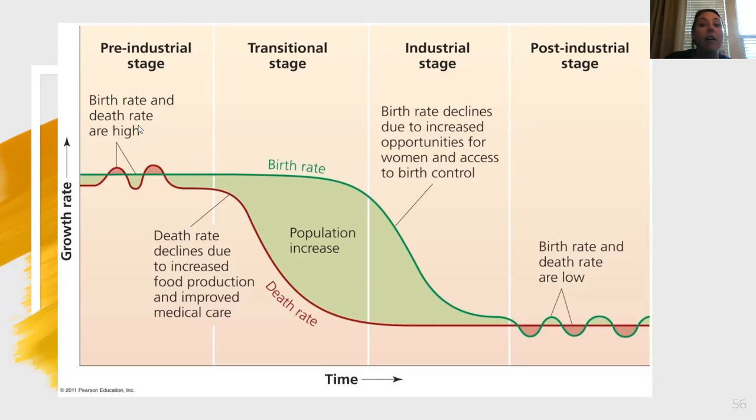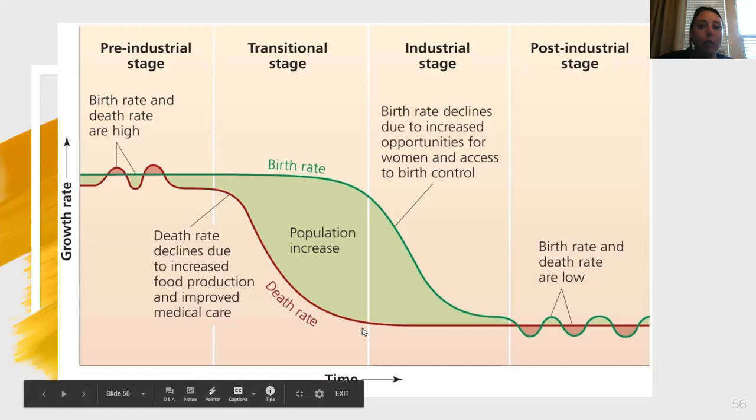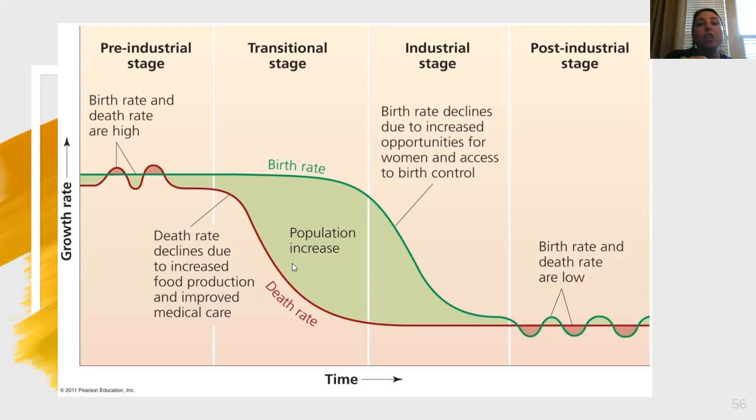Well, if you need to have 7 kids, that means that you might need to birth 10 children so that 7 survive, or you need to birth 11 children so that 7 survive. But as we have access to vaccines and healthcare and clean water, more and more of them are surviving. So that death rate falls, but we still haven't gotten that through our heads yet. It takes a long time to change cultural perceptions. So this birth rate stays really, really high here.